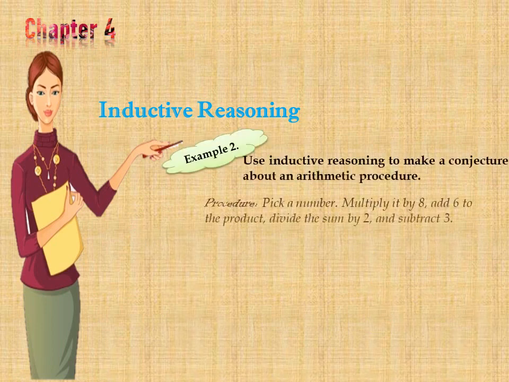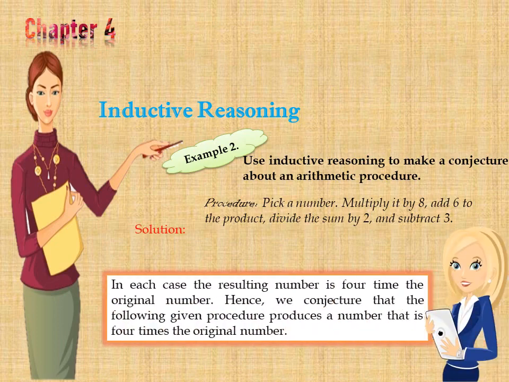Okay, so given this procedure, if we pick 5 as our original number, we ended up with 20. If we start again with 6 as our original number, we get a final result of 24. And if we started with 10, following the procedure, we get a final result of 40. So hence, in each case, the resulting number is 4 times the original number. Hence, we conjecture that the given procedure produces a number that is 4 times the original number.